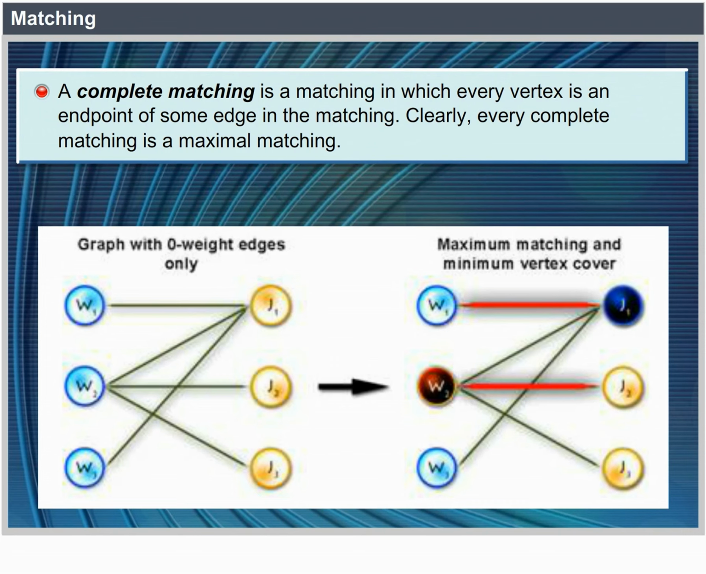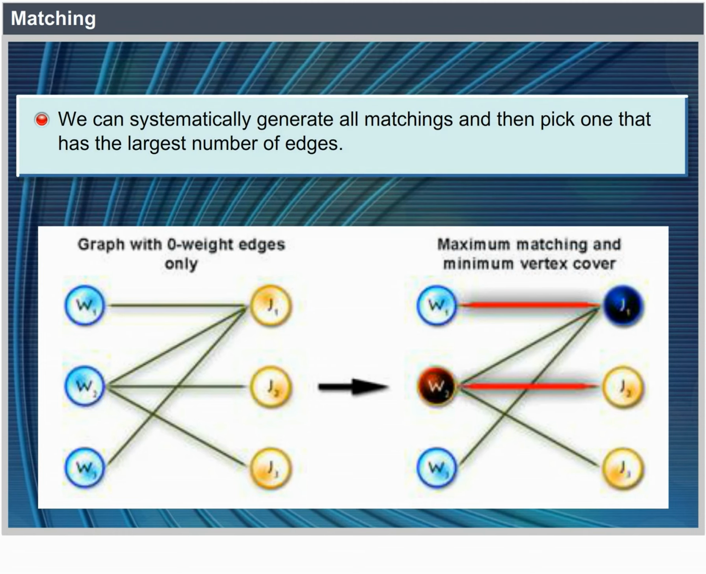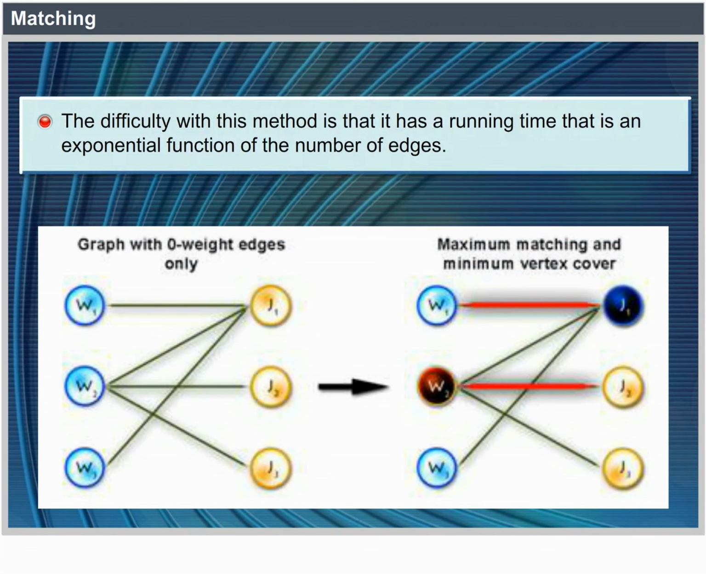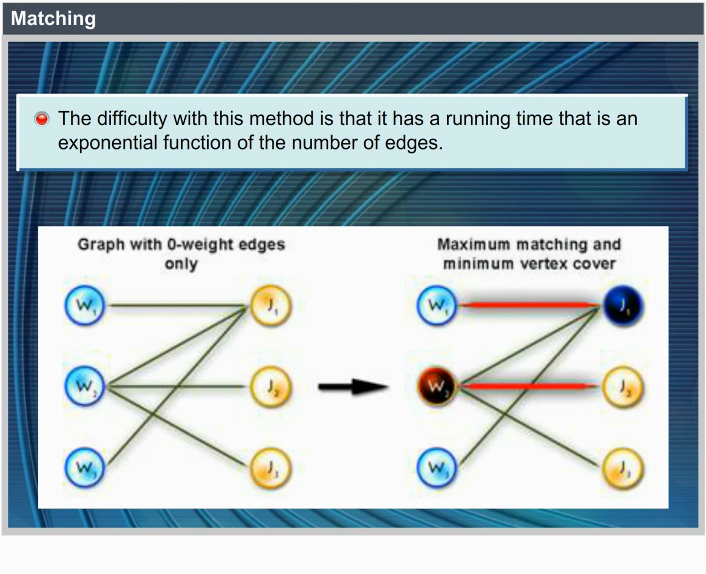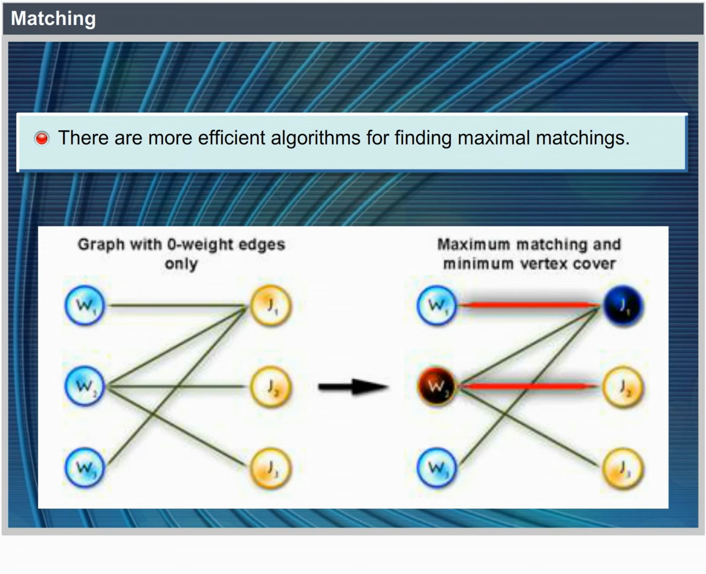There is a straightforward way to find maximal matchings. We can systematically generate all matchings and then pick one that has the largest number of edges. The difficulty with this method is that it has a running time that is an exponential function of the number of edges. There are more efficient algorithms for finding maximal matchings. These algorithms generally use a technique known as augmenting paths.